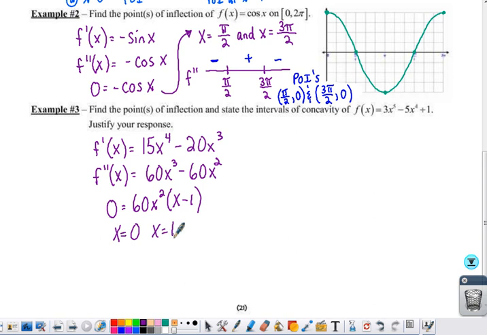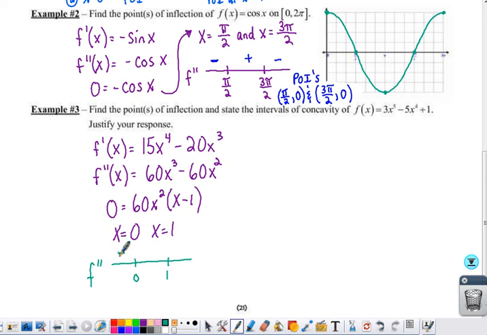And I do say possible points of inflection because now we have to test them on a number line to see if you have a sign change in the second derivative. And that's what we're going to do here. So you take those two values, 0 and 1, and we want to have test values on each side. So from negative infinity to the 0, if you plug in a value, say negative 1, into f of x, you'll end up with a negative result.